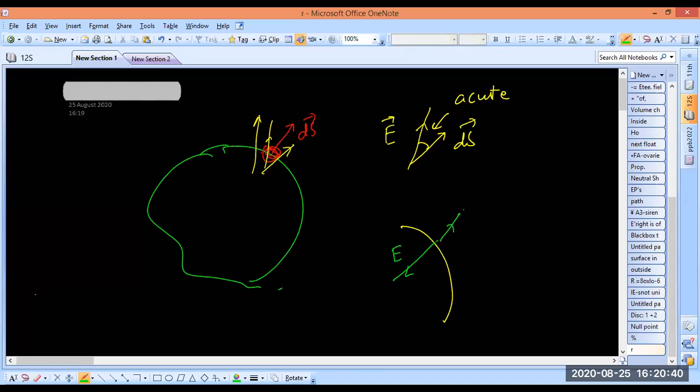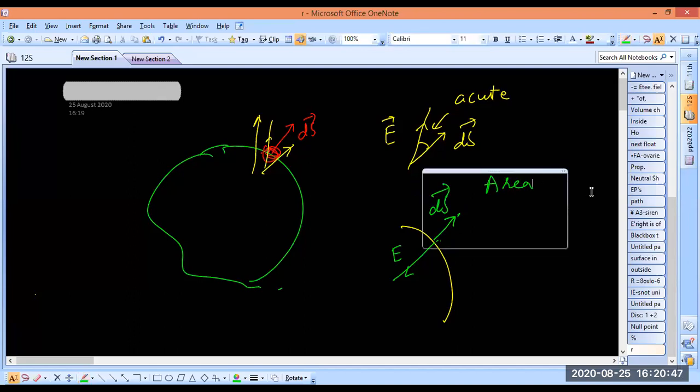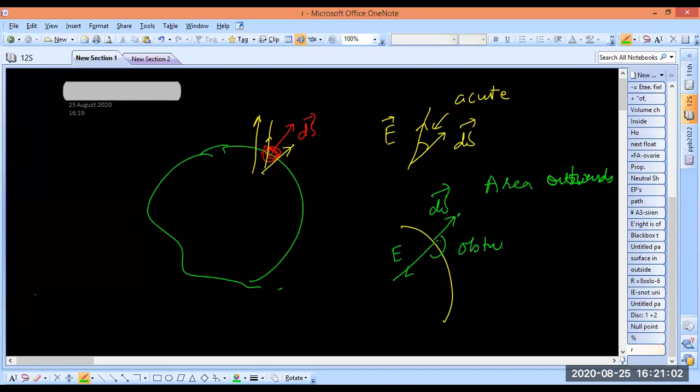Because area vector is always outwards, right? Remember that the area vector for a closed surface is always outwards. So if the area vector is outwards, then based on that this angle will be obtuse.